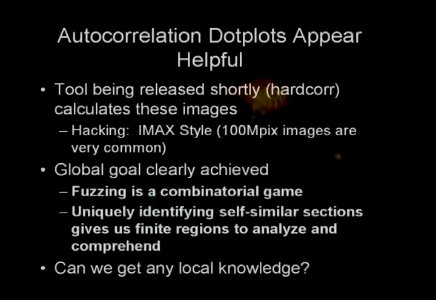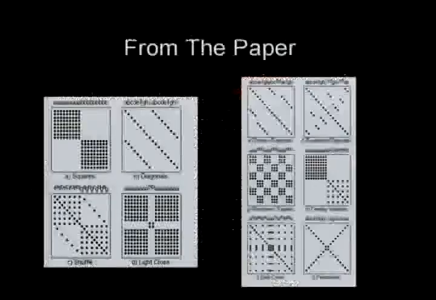Fuzzing is a combinatorial game. If you can split the combinations from multiplicative to additive and split out each section individually, you are ahead of the game. You can say, I'm going to do this block, this block, this block, and even if you dumb fuzz that block, and that block, you've at least separated out the problem. Cool. Well, can we get any local knowledge? Is it at all meaningful what particular visual patterns show up?